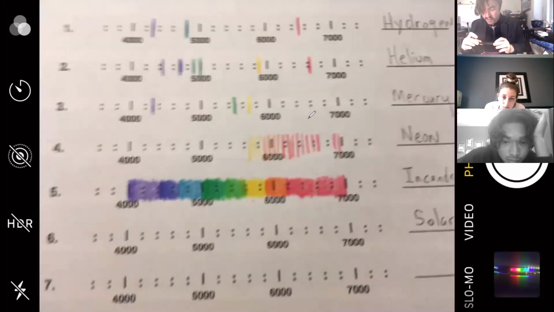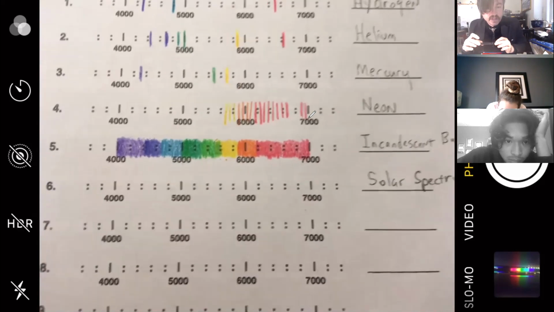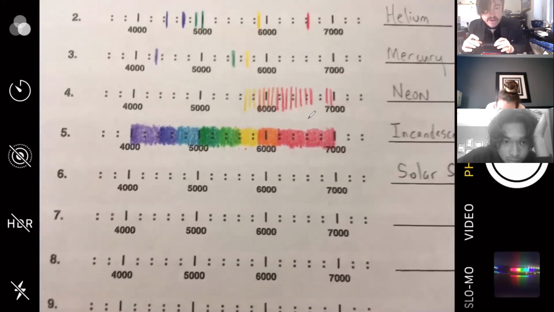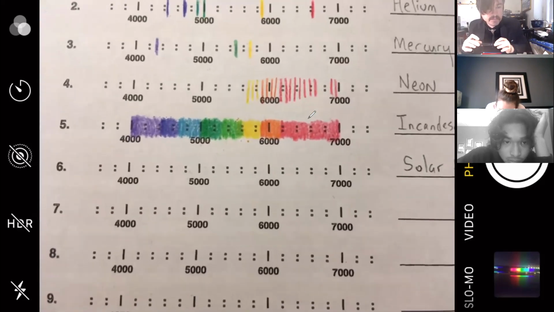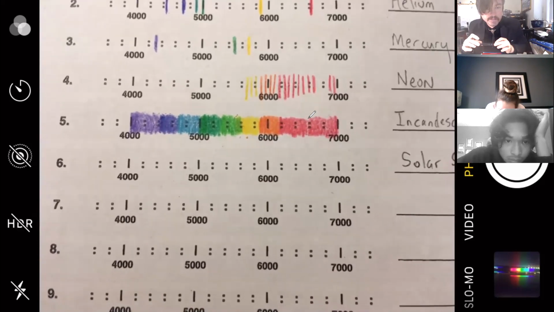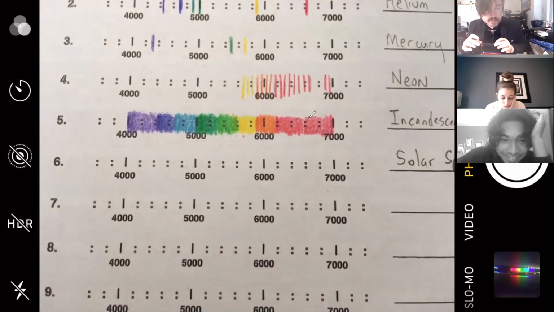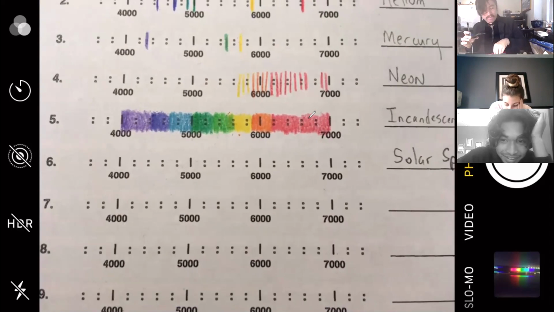And that, my friends, is the incandescent spectrum. That's the visible continuous spectrum. That is not an emission line spectrum. Take a moment to get that right. That actually came out pretty good. Okay. Time to look at the solar spectrum. Now, let's see what we got outside.